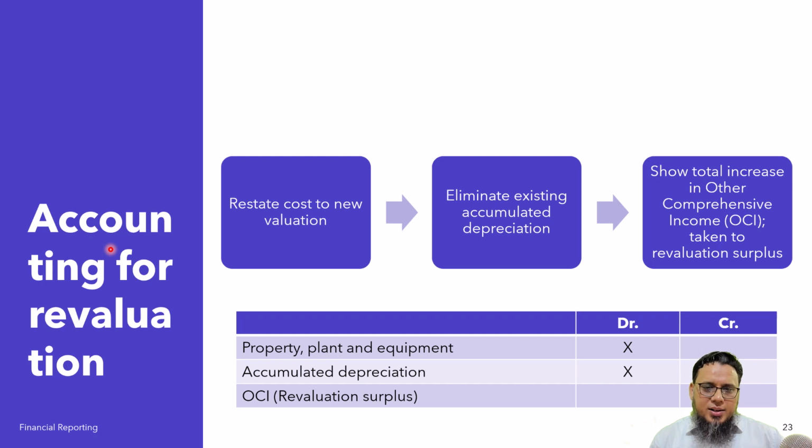Okay, so what is the process that happens when you do a revaluation? First, you restate the cost to the new valuation. You know the valuation now, so the asset value has to be the new valuation amount. You eliminate whatever existing accumulated depreciation you have had. You obviously have been depreciating for 2 to 3 years, so whatever accumulated depreciation you have gets eliminated. And then whatever the increase is, you show it in other comprehensive income and take it to revaluation surplus. So revaluation surplus gets credited, the property, plant and equipment value gets debited, and the accumulated depreciation gets eliminated.